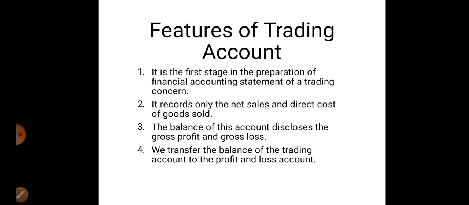Number 3, the balance of this account discloses the gross profit and gross loss, which is the main purpose of preparing the trading account. We prepare trading account just to know the gross profit or gross loss of the business. Number 4, we transfer the balance of trading account, that is the gross profit or the gross loss, to the profit and loss account.